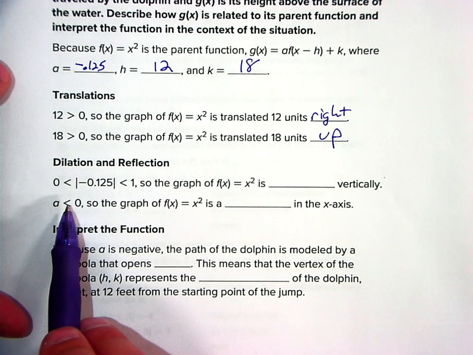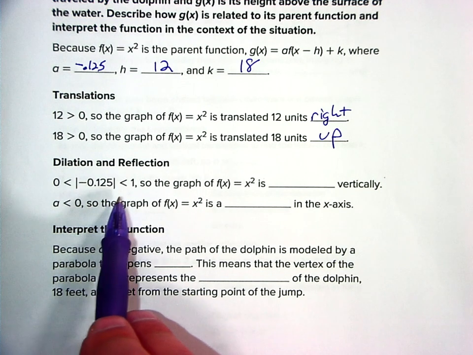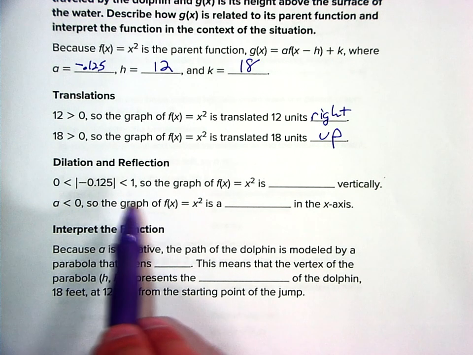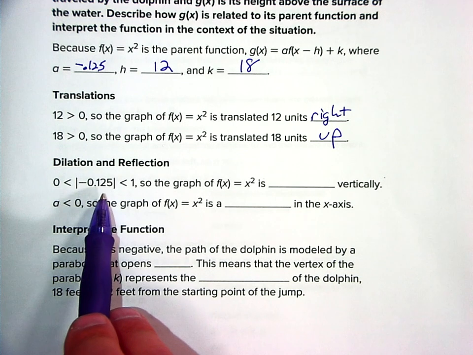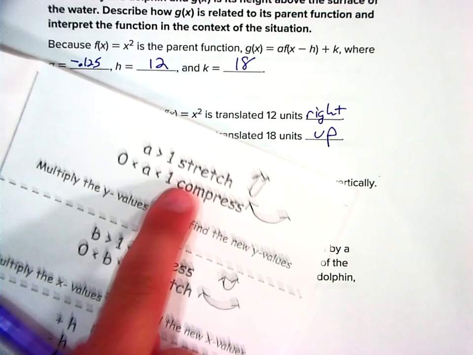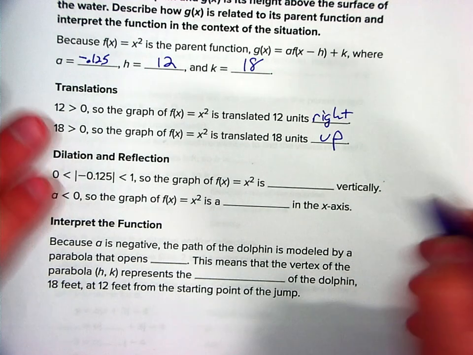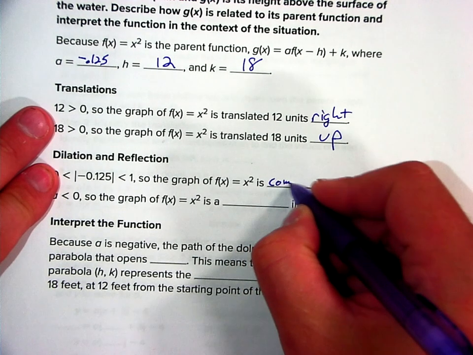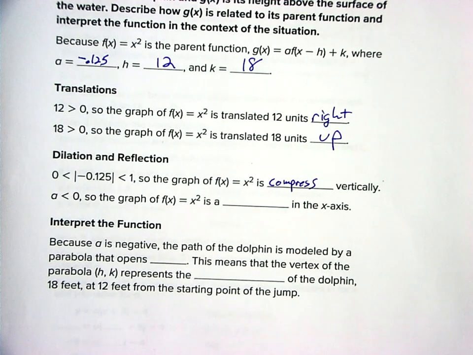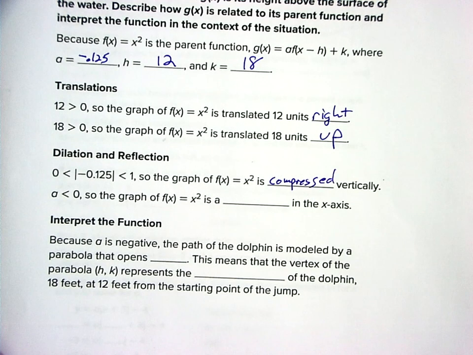Dilation and reflection. Since 0 is less than the absolute value of negative 0.125, which is less than 1, the graph, so pretty much this is saying it's a fraction. And what happens when your a term is a fraction? When your a term is a fraction, it is a compression. So it's compressed. I guess proper grammar would be compressed vertically.